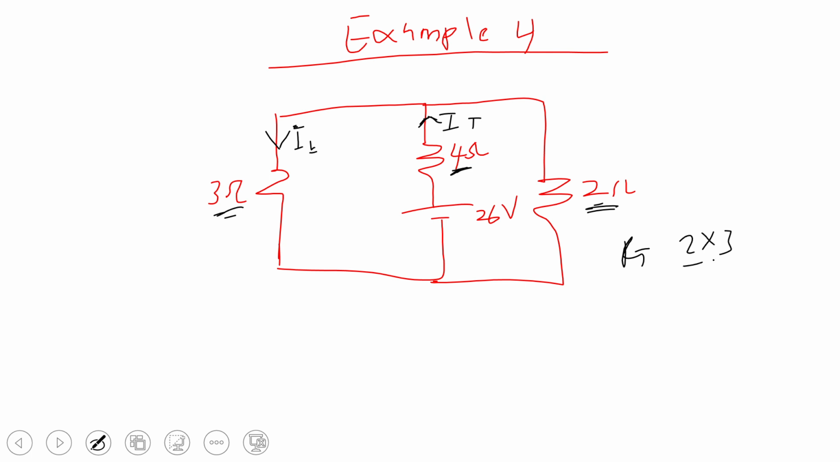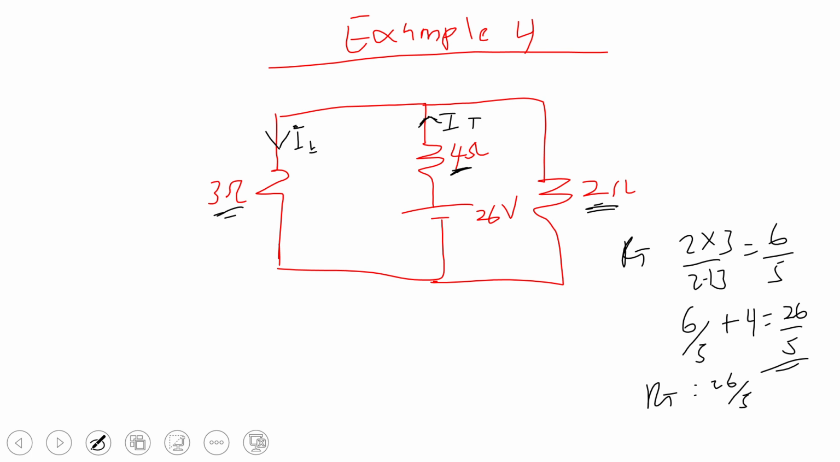So 2 times 3 over 2 plus 3, that was 6 on 5. And 6 on 5 is going to be in series with 4. And that is going to be 26 on 5. So this is the total resistance, 26 on 5.